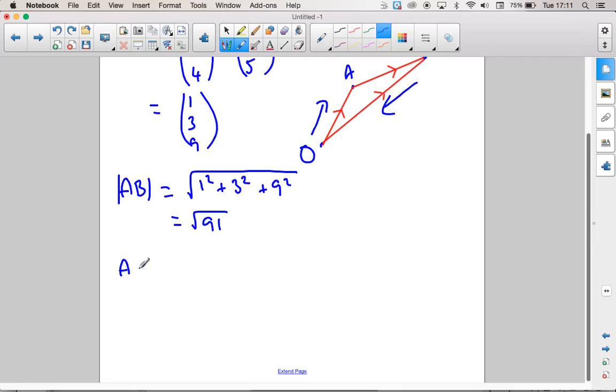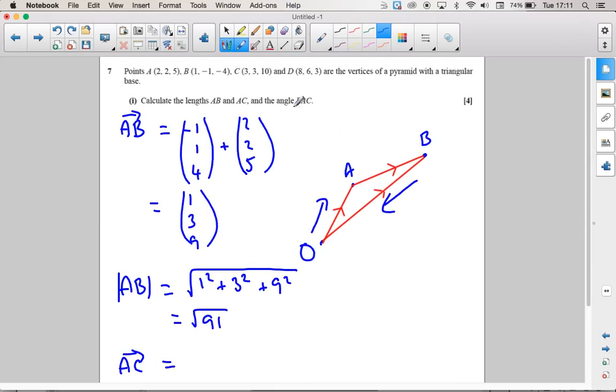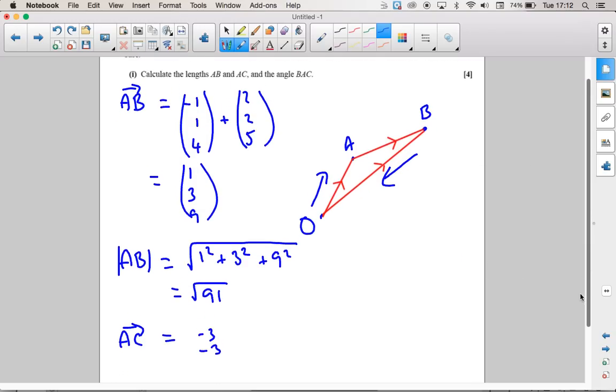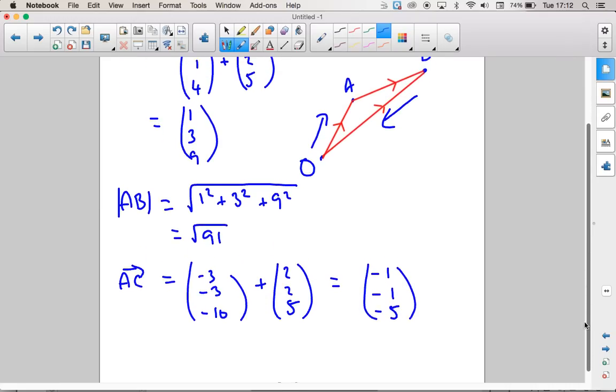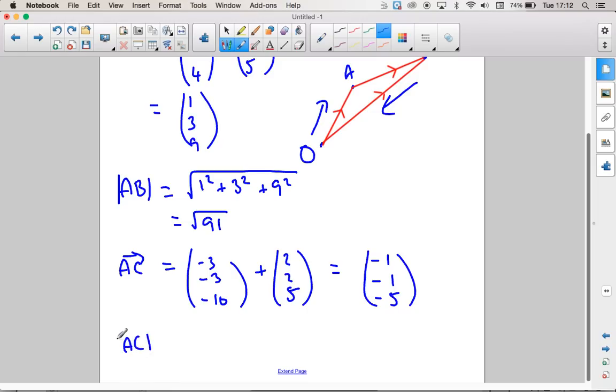A to C, following the same rules, is minus C plus A. So that's going to be minus 3, minus 3, minus 10, plus 2, 2, 5, which is going to come out at minus 1, minus 1, minus 5. Modulus of that is 1 plus 1 plus 25, which is the square root of 27.